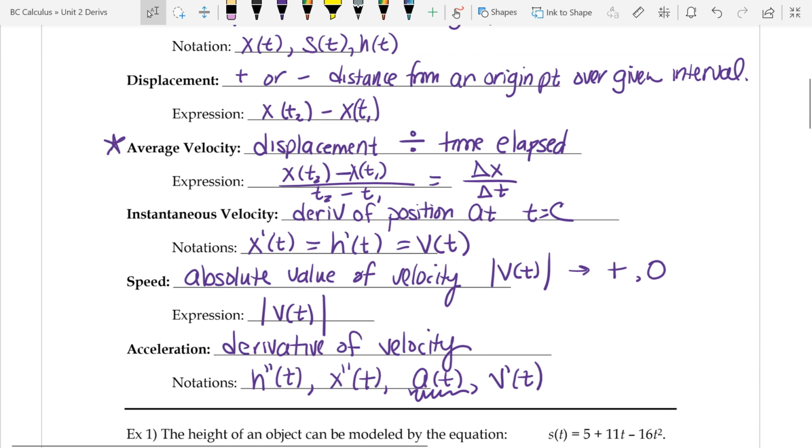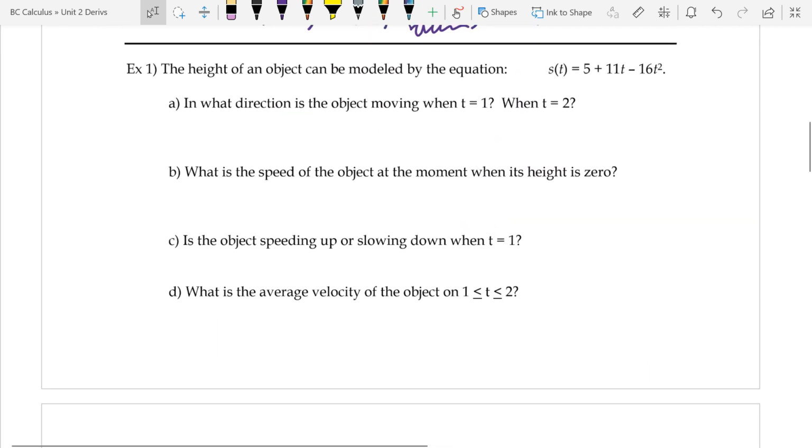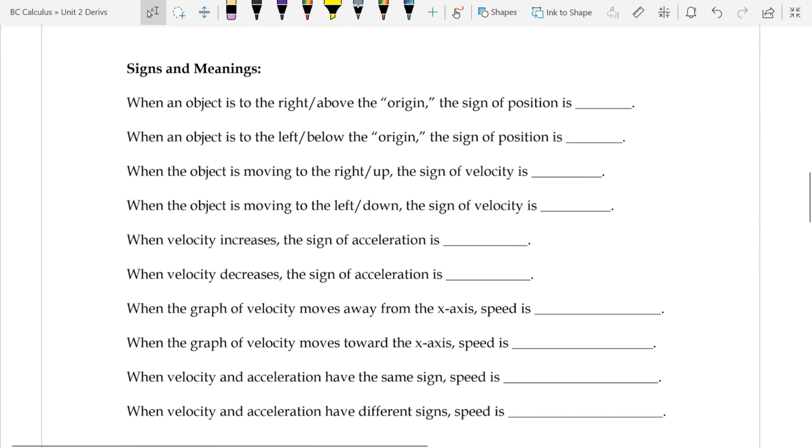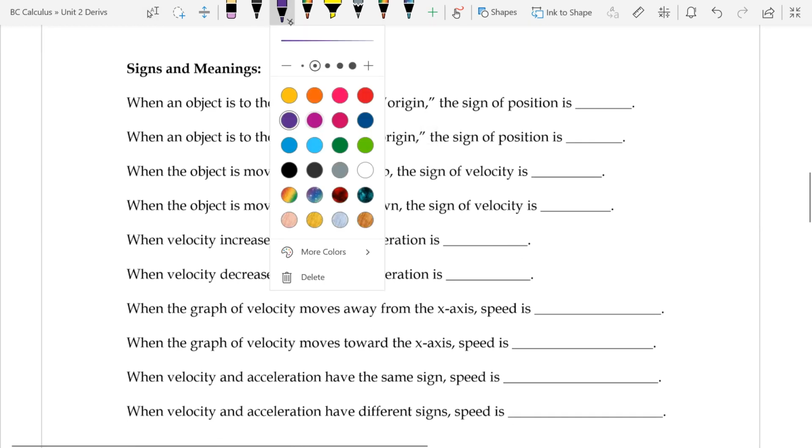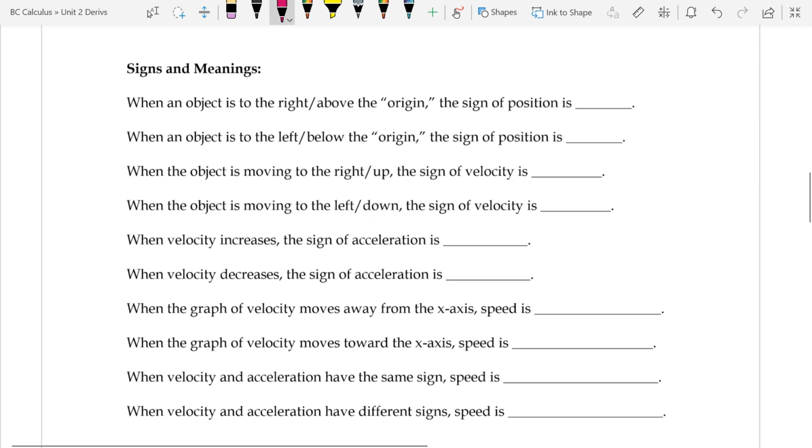So there's acceleration. Okay. Now let's go to example 1, and I'm just going to try and plow through this example quickly to get you all the specific points you need as quickly as I can. So in this case, it says the height of an object can be modeled by this equation. Fantastic. In what direction is the object moving? And to make this go even faster, before we do this, why don't you turn the page? We're going to put in these signs right here so that I can reference them.